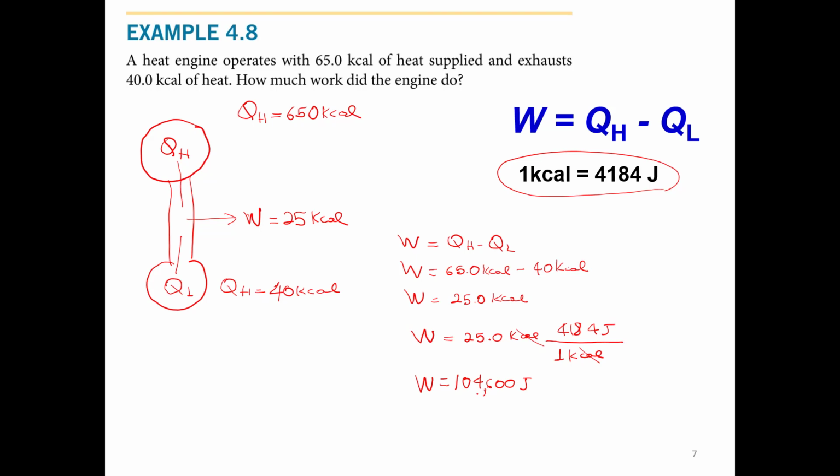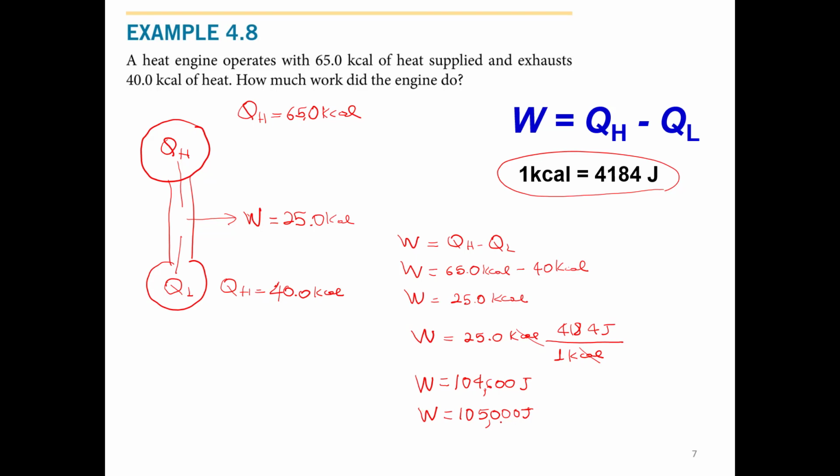joules. And we should write this with 3 significant digits. Let me correct this part. And here also, let me write with 3 significant digits. This is the correct way to do it. Then we will have 105,000 joules. And this is one possible way to write the answer.